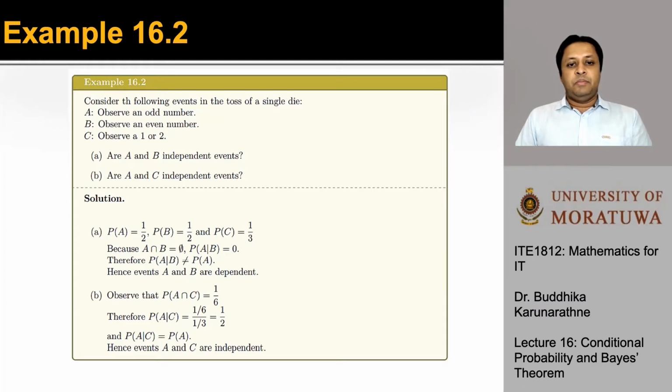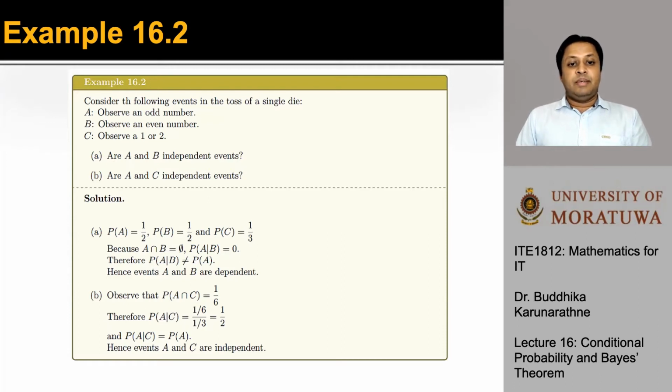We have P(A) to be 1 over 2 and P(B) is 1 over 2 as well, because we have 3 even numbers and 3 odd numbers, and the total number of outcomes is 6. That gives you P(A) equal to P(B) equal to 1 over 2. And for P(C), we understand that it's 2 of the 6 possible outcomes. That means P(C) is 1 over 3.